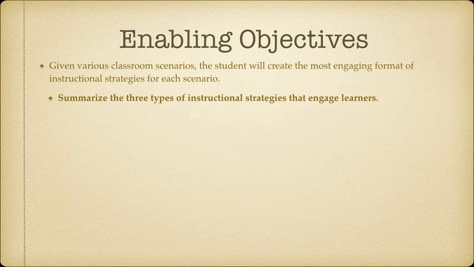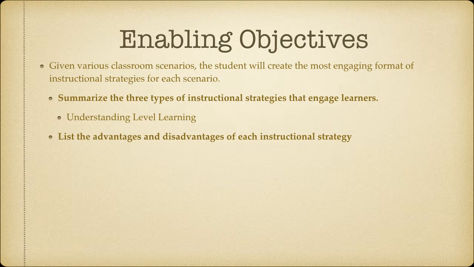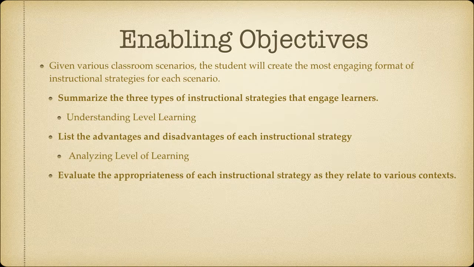The first thing that comes to mind is, well, they're going to have to summarize the 3 different types of instructional strategies that engage learners. And in order to do that, that's probably an understanding level of learning. They're going to have to list the advantages and disadvantages of each instructional strategy. To me, that would be probably analyzing level of learning. They're going to have to evaluate the appropriateness of each instructional strategy as it relates to various contexts. And to me, that's probably an evaluation level of learning.